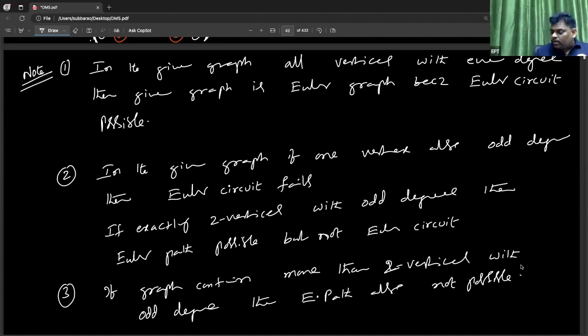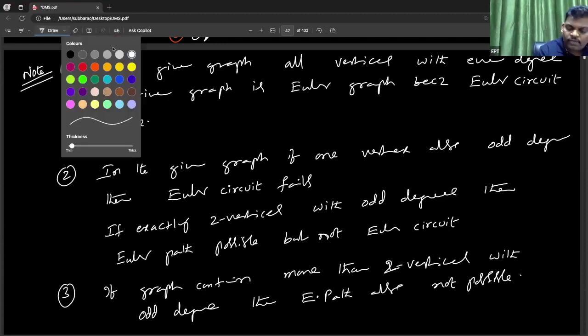Exactly two vertices with odd degree: an Euler path is possible at least, but not an Euler circuit. More than two vertices with odd degree: if the graph contains more than two vertices with odd degree, then an Euler path is also not possible. It's a very, very important one.